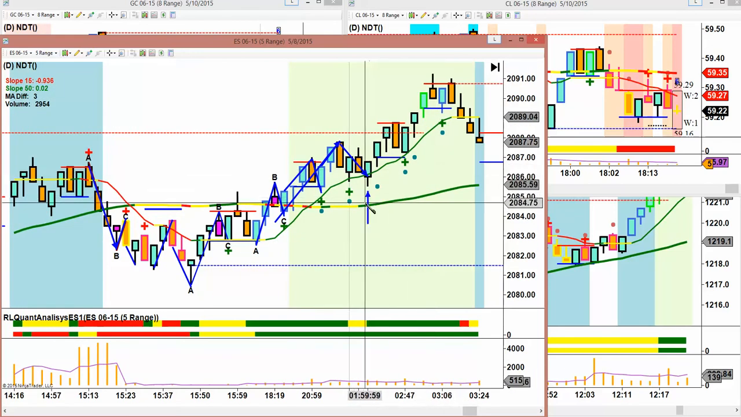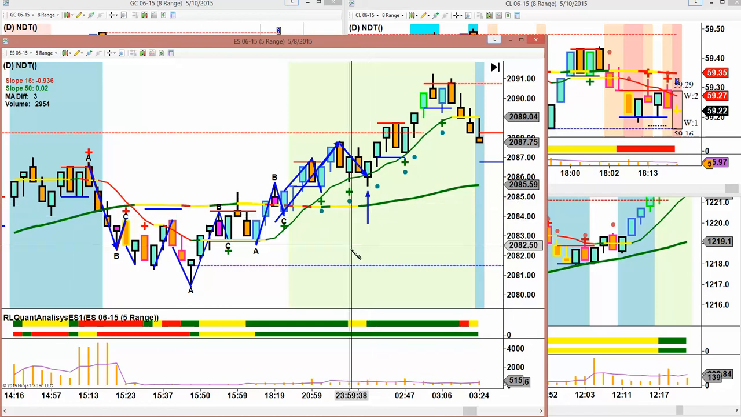And here's another trade. Here you have minor quant confirmation. Let me show you this trade right here. Here's a retracement.